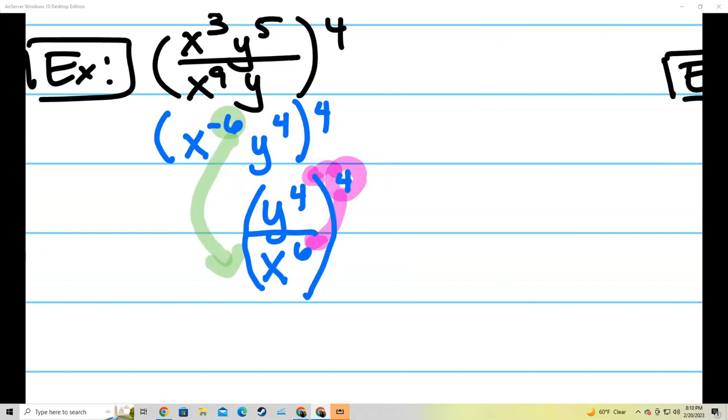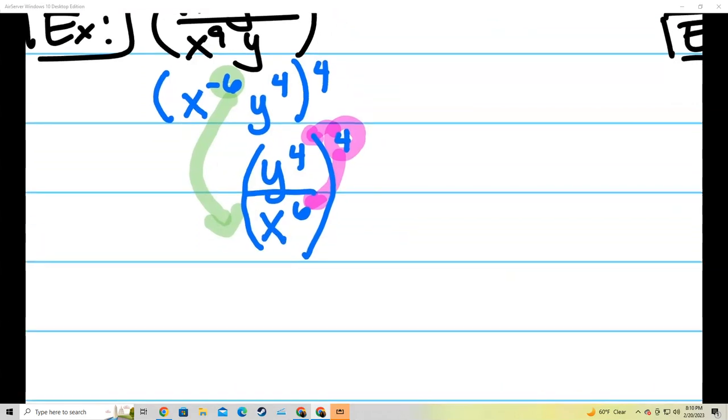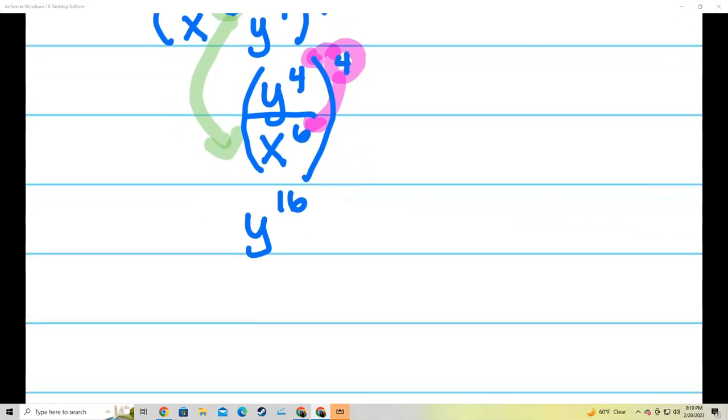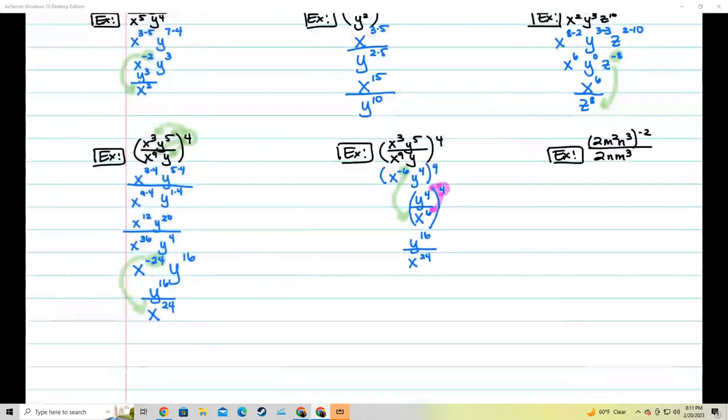Notice my numbers aren't getting that big. And it makes it a little bit easier. It's not as clunky as it looked before. So I have a power to a power. That rule means you need to multiply exponents. So 4 times 4, that's going to give me a y to the 16th on the top. And then 6 times 4, that's going to give me an x to the 24th on the bottom. And if you take a look, I get the exact same answer as I got before.